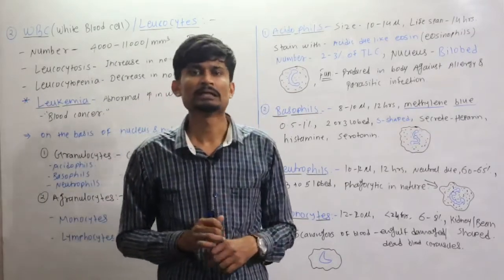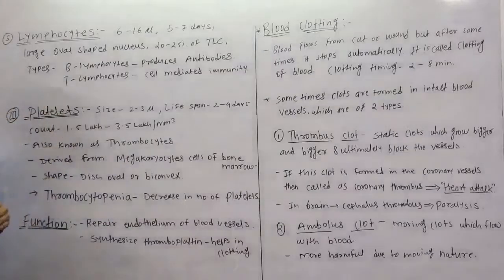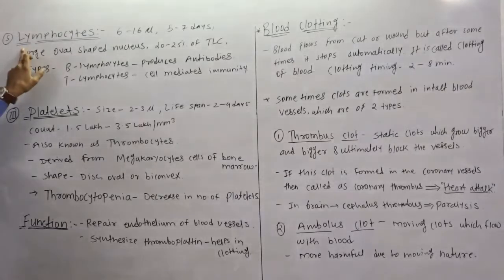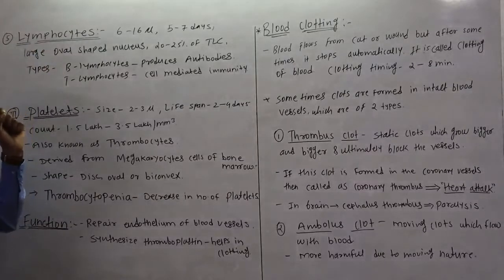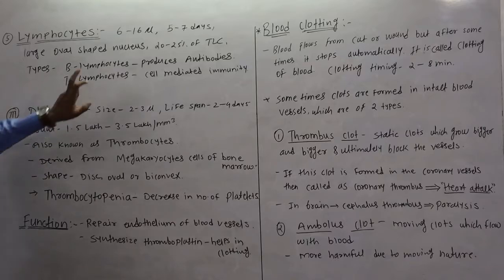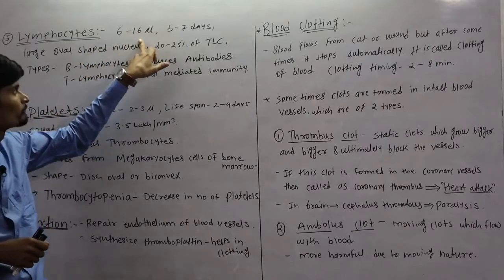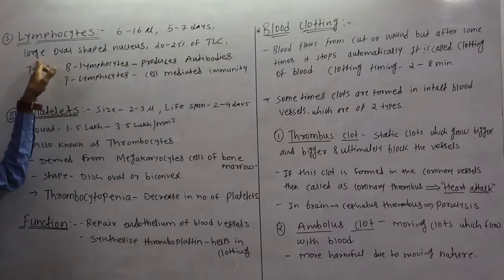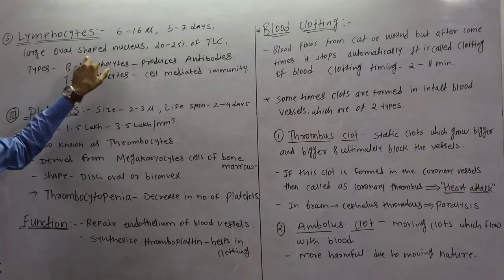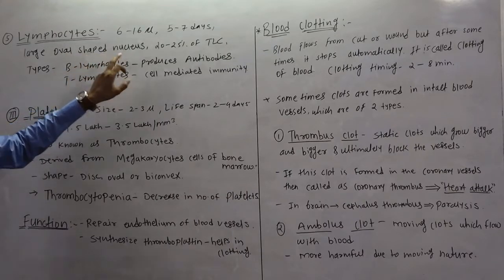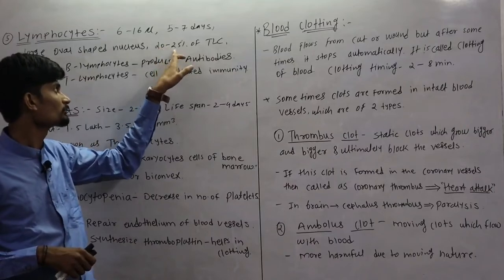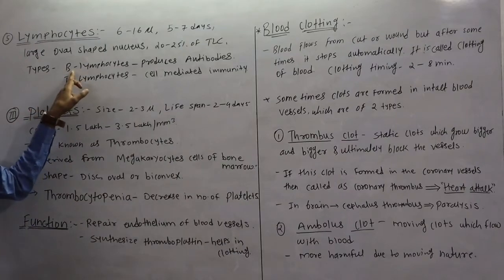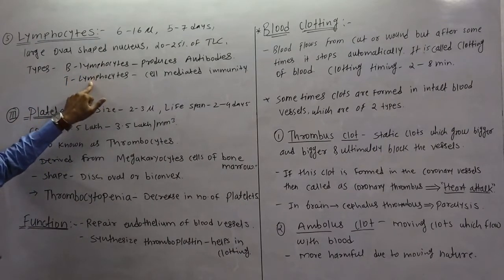Our next will be the lymphocyte. The next type of WBC is the lymphocytes, and this is the last type included in the granulocytes. The size is 6 to 16 micron. Then the lifespan is 5 to 7 days. Then a large oval shaped nucleus is present in the lymphocytes. Then the count, these are 20 to 25% of the total leukocyte count, that is TLC. Types, there are 2 types of lymphocytes, that is B lymphocytes and T lymphocytes.